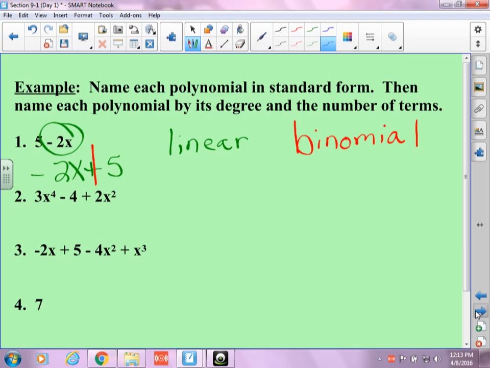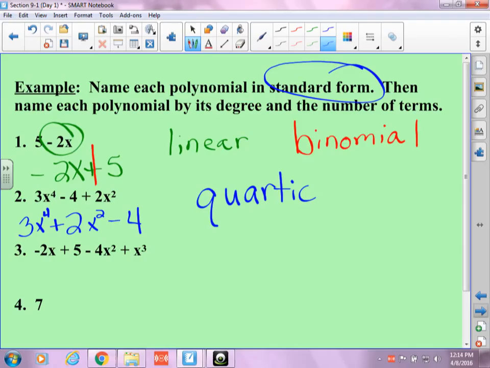Let's go to the next one. Highest exponent. So I'm going to go 3x to the 4th, because that's the highest exponent. And then plus 2x to the second, and then minus 4. I have to get it in standard form first. You've got to know how to do that, because we're going to see that later. So you put them in order according to the highest exponent of the variable. Right now, what's the highest exponent? 4. It's a 4, so what do I call it? Quartic.